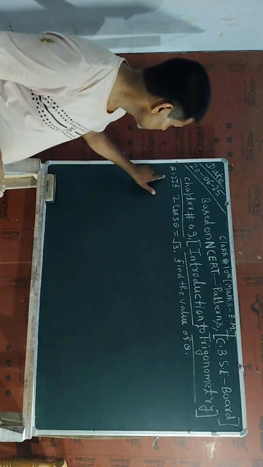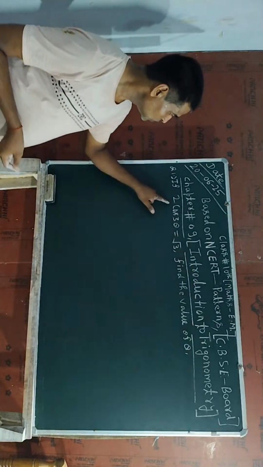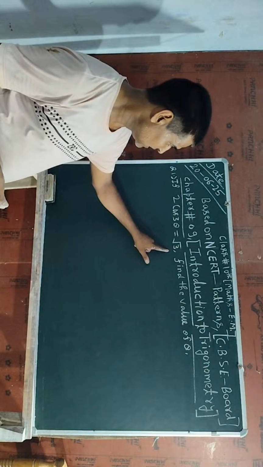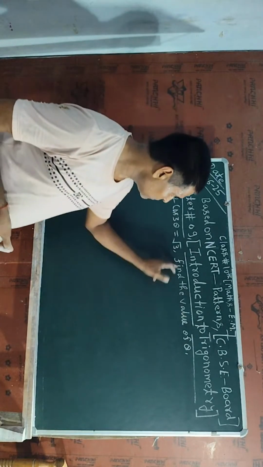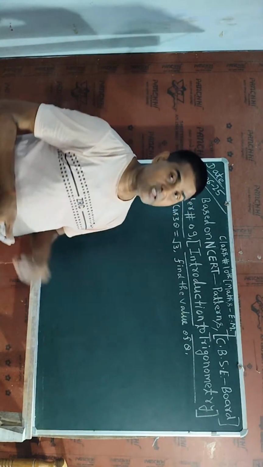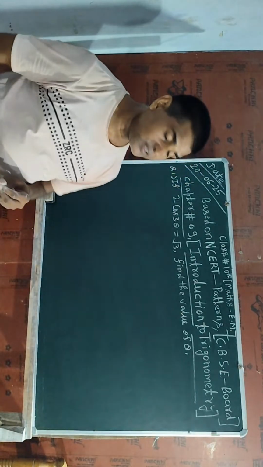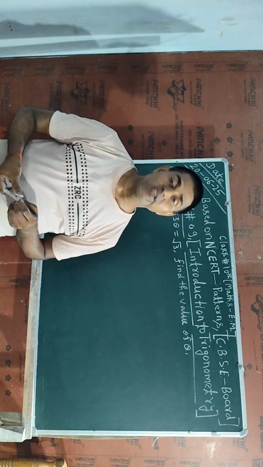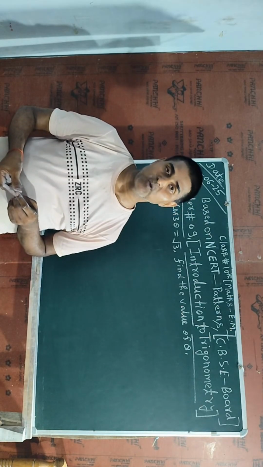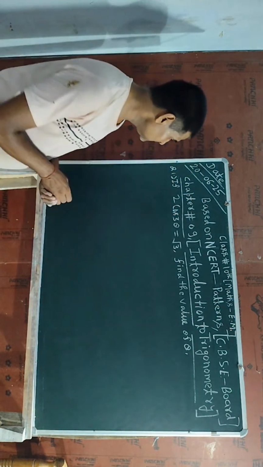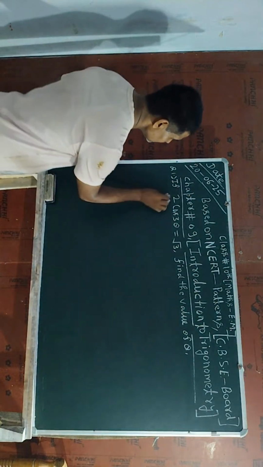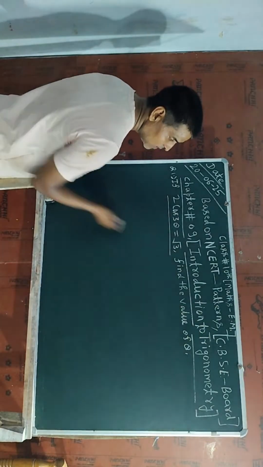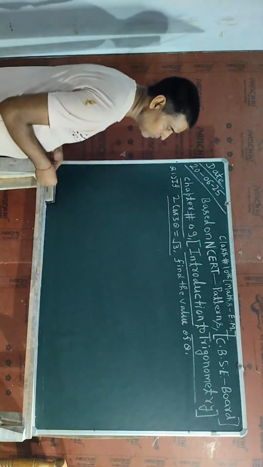Question number 1: if 2 cos 3 theta is equal to root 3, find the value of theta. Here one condition is given, and according to that condition we have to find the value of theta. The condition is written as 2 cos 3 theta equal to root 3, and then we have to find the value of theta.